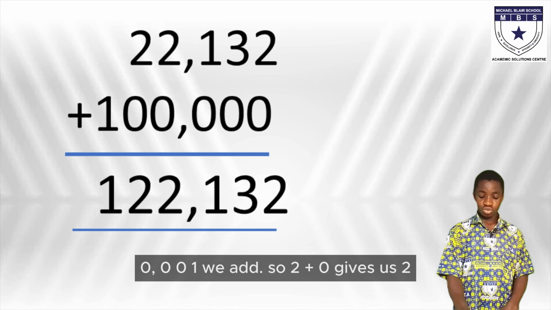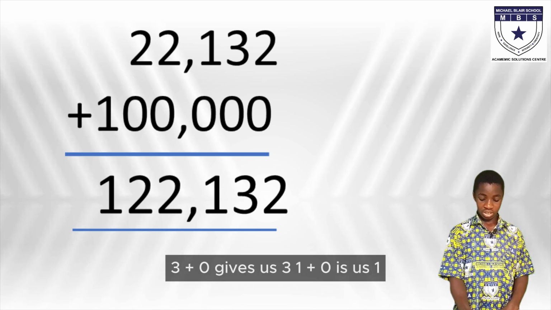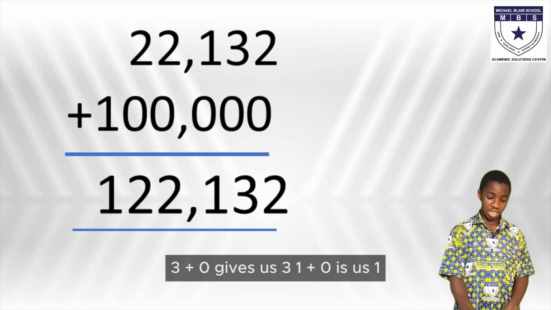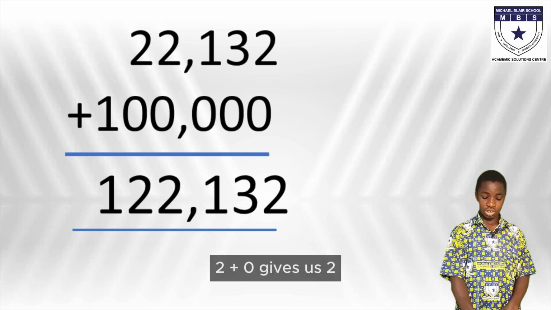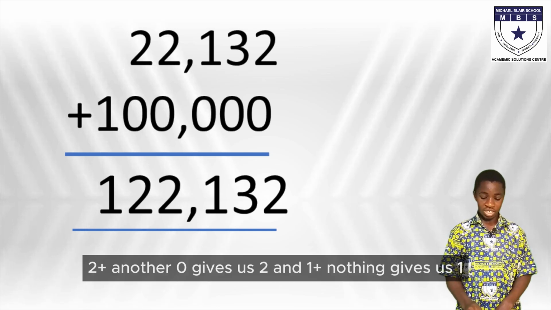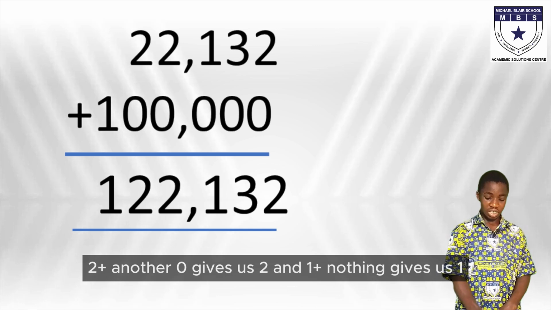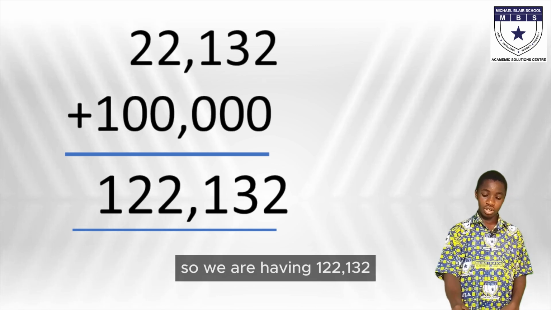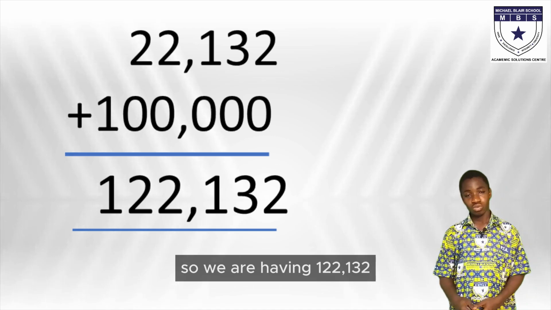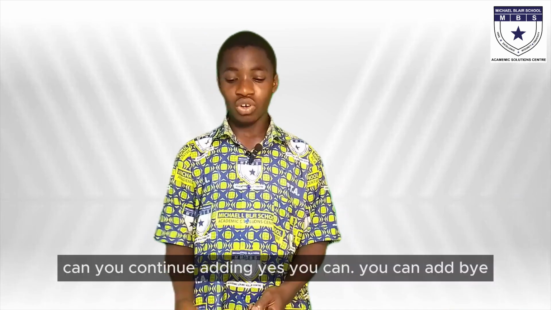We add. So 2 plus 0 gives us 2. 3 plus 0 gives us 3. 1 plus 0 gives us 1. 2 plus 0 gives us 2. 2 plus another 0 gives us 2. And 1 plus nothing gives us 1. So we are having 122,132.